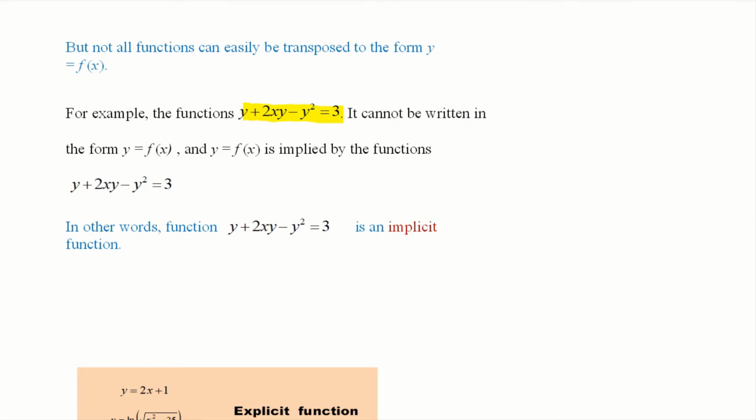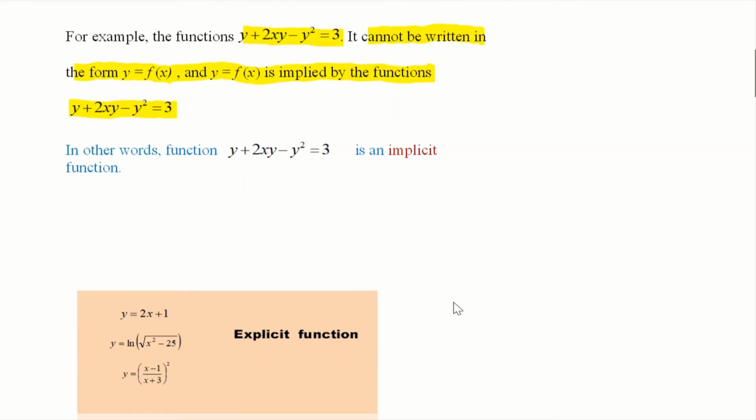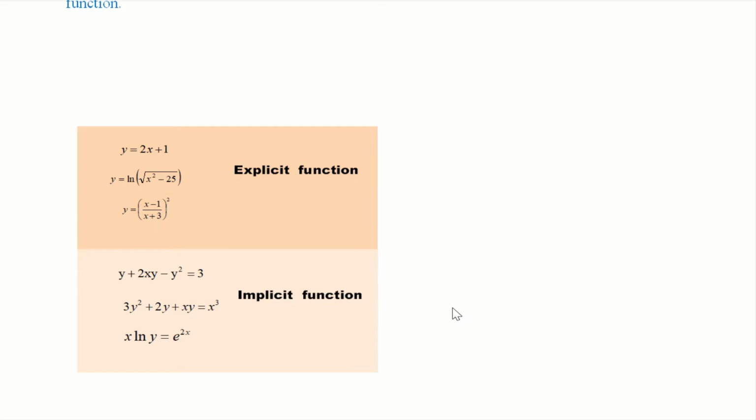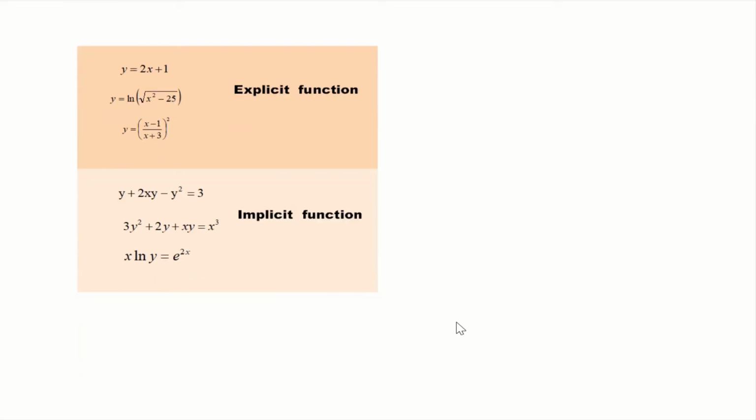For this case, to recognize an implicit function, it cannot be written in the form y equals f(x); y equals f(x) is only implied by the function y plus 2xy minus y squared equals 3. So if the function cannot be written in the form y equals f(x), then it is called an implicit function. When we differentiate an implicit function, we get implicit differentiation. So this is the difference between how to differentiate an explicit function and an implicit function.